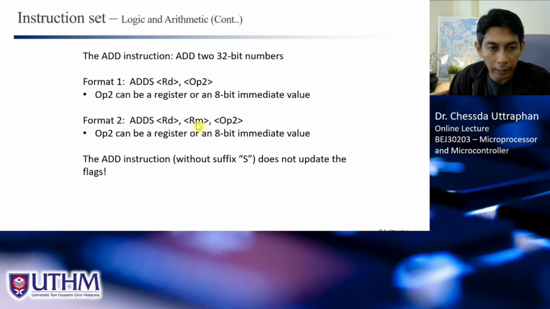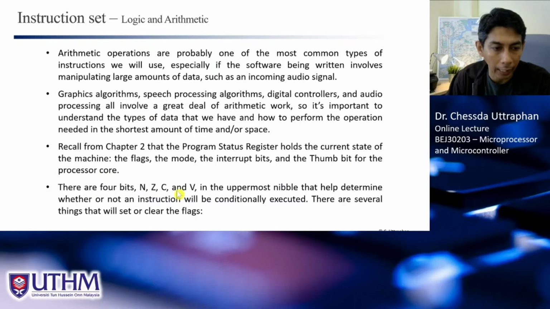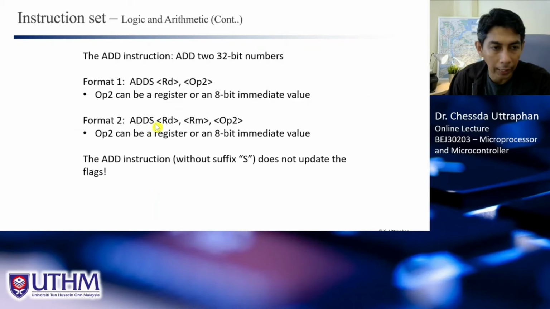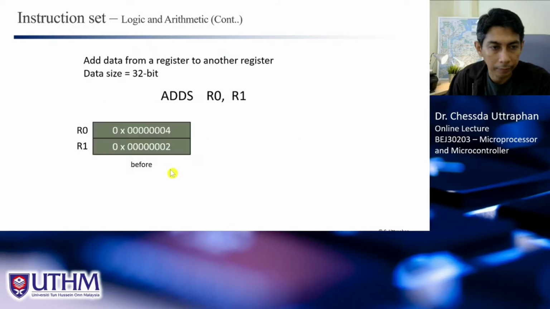In this instruction, we add this to this and store in this register. For example, this is R0, this is R1, this is R2, so we add R1 plus R2 and store in R0. This is for you to know: the add instruction without the suffix s, add only, does not update the flags. So remember, if you want to update these flags, your instruction must have this s.